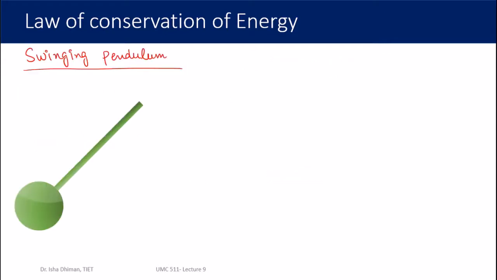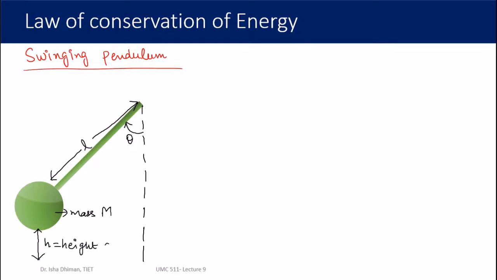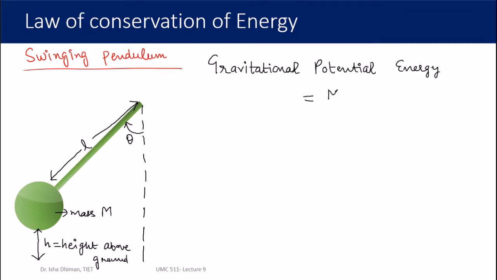So let's begin with the example of a swinging pendulum. Suppose it's making an angle theta here, L is the length of the pendulum, M is the mass of it, and H is the height above the ground. Then the energy associated is gravitational potential energy, because when you displace the pendulum from its equilibrium position, giving it an angular displacement and raising it to a certain height, then because of gravity it acquires gravitational potential energy.